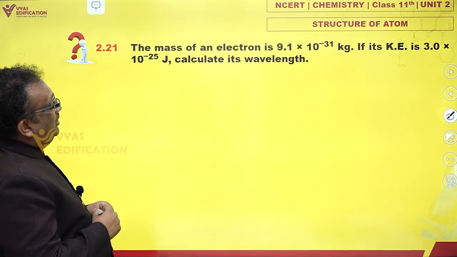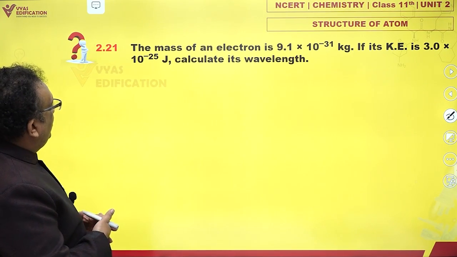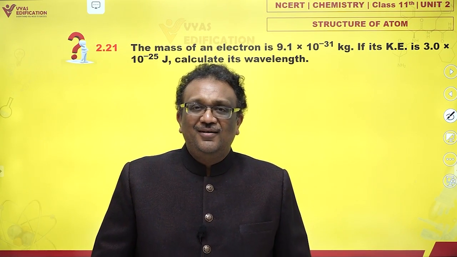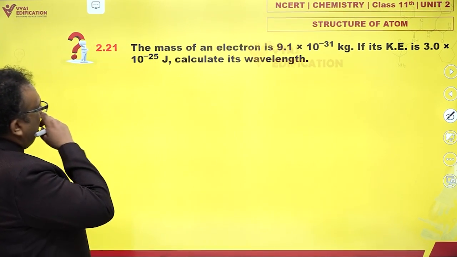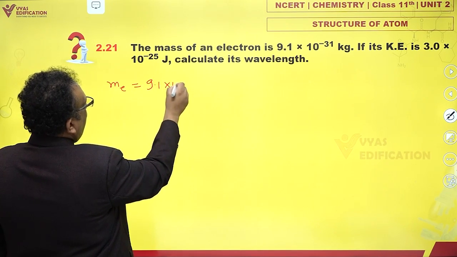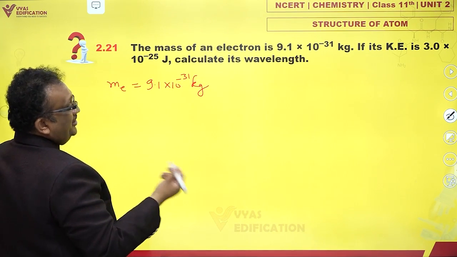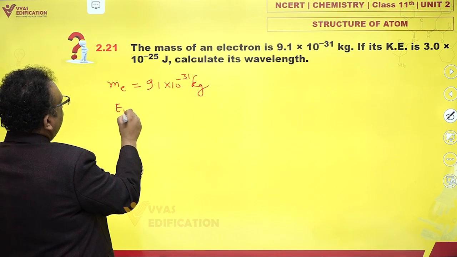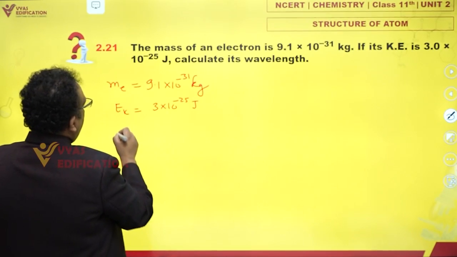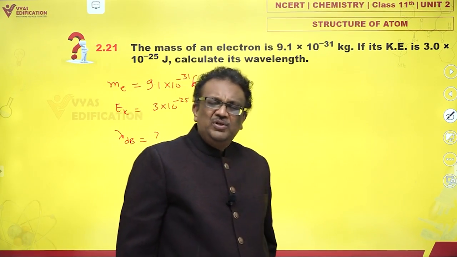The mass of an electron is 9.1 into 10 to the minus 31 kg. If its kinetic energy is 3 into 10 to the minus 25 joules, calculate its wavelength. How do I do that? Well, see, mass of electron is 9.1 into 10 raised to minus 31 kg. Kinetic energy I am given is 3 into 10 raised to minus 25 joules. Lambda de Broglie I am supposed to calculate. What is de Broglie wavelength?